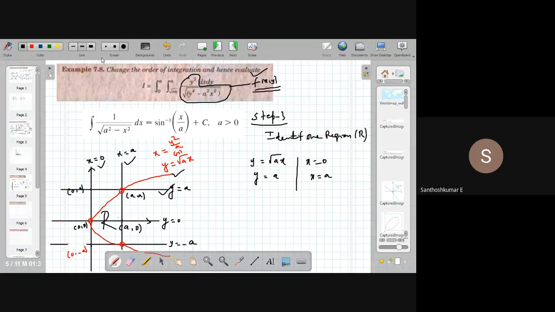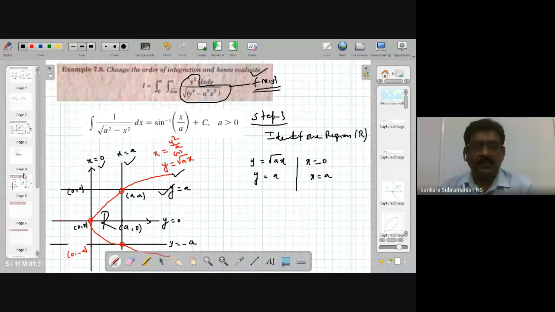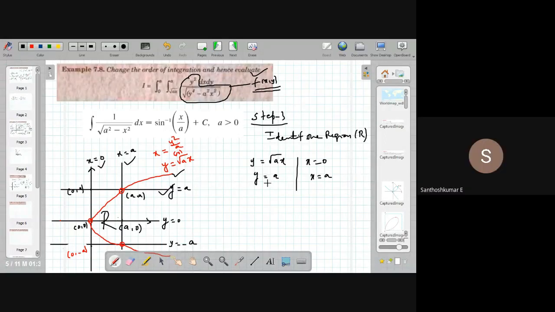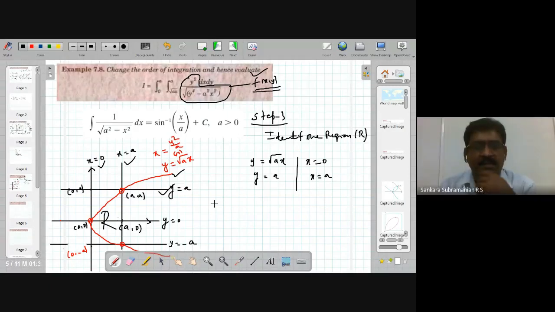Sir, ரெண்டு பார்ட்டா டிவைட் ஆகுது சார் இங்க. y equal to 0 இருக்கா இல்லையா? y equal to என்ன வருது? a இருக்கு. y equal to minus a ல ஒரு ரீஜன் கட் ஆகுது. minus a ல வர கூடாதே. y equal to 0 இருக்கா? Yes.